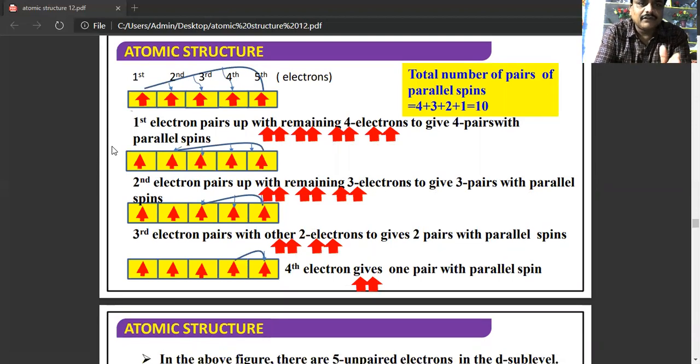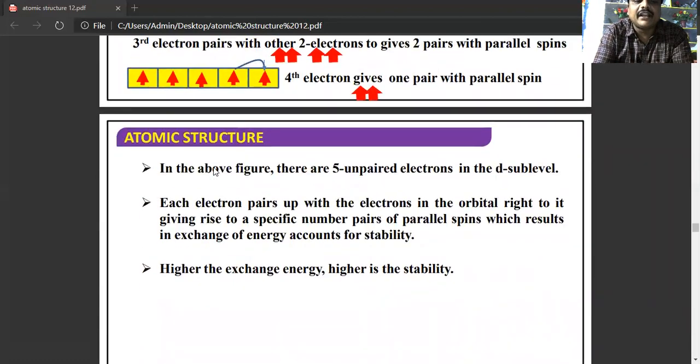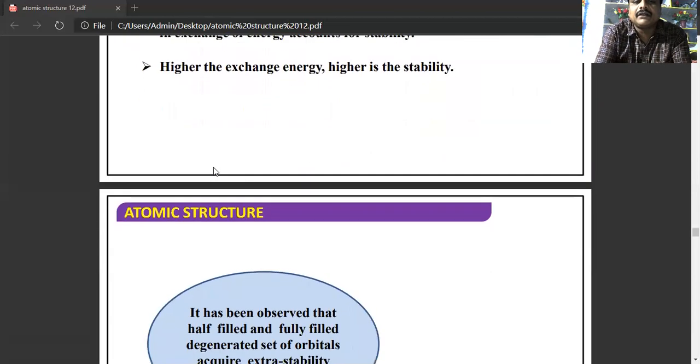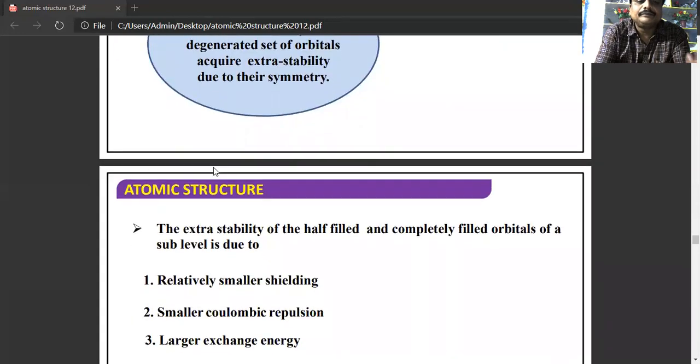See here: first, second, third, fourth, fifth. The first electron pairs up with the remaining 4 electrons to give 4 pairs with parallel spins. As the number of parallel spins increases, the stability also increases. From this figure, we can see that there are 5 unpaired electrons in the d sublevel. Each electron pairs up with the electrons in the other orbitals to give a specific number of parallel spins. So the higher the exchange energy, the higher the stability. The higher the number of parallel spin pairs, the higher the stability.